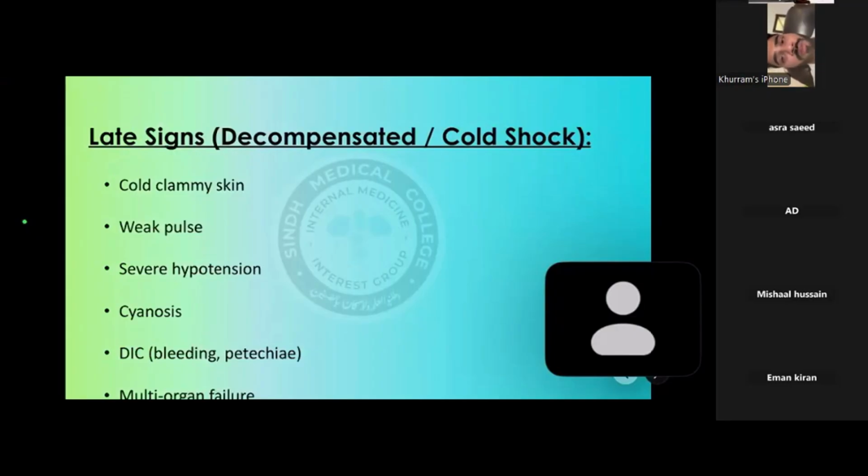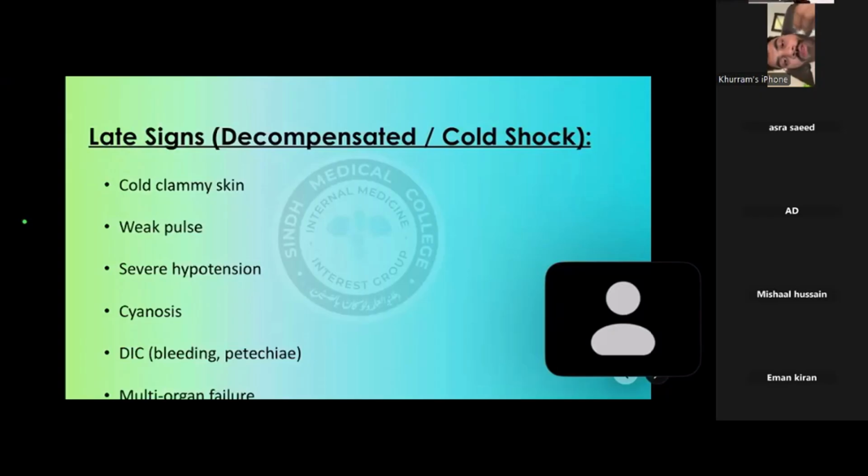So, a patient who is coming with cold, clammy skin, having a weak pulse, having hypotension, and you also see different patches on the skin, petechiae, that are small purplish or reddish patches on the skin, then you can suspect that this is a late outcome of sepsis, which is eventually developing into DIC. This is very important, and this is also very lethal. DIC can kill a patient within hours.